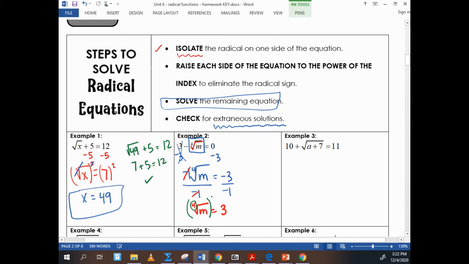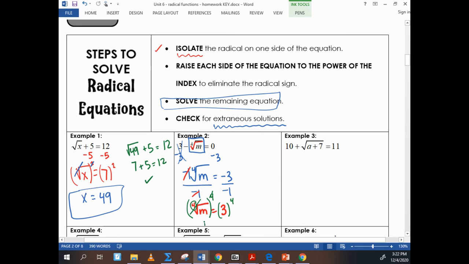That means to undo the 4th root, I'm going to raise both sides of my equation. Again, remember, if we raise the left side of the equation to the 4th power, we've got to do the same thing to our right side. These just undo each other. That just takes care of that square root.